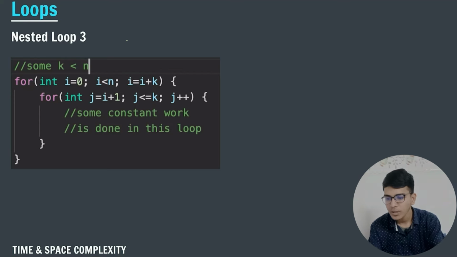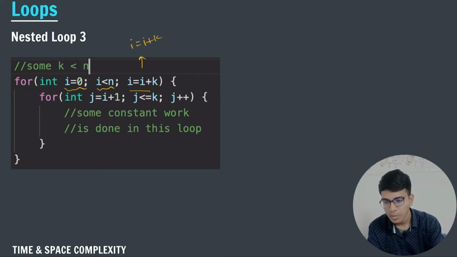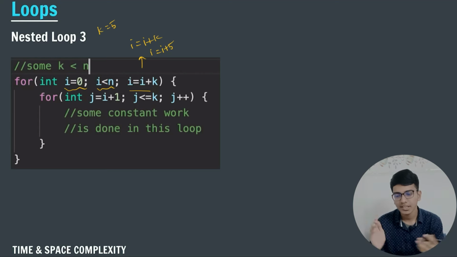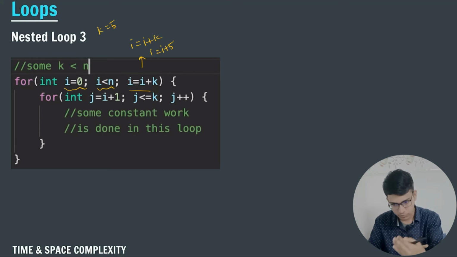Here we have the loop, that is, i is equal to 0 and i is going up to n. Here what we are incrementing is i equal to i plus k. Let us consider, for example, k is equal to 5. So we are incrementing i as i plus 5. In previous questions we used to take one jump, so i would become 1, 2, 3, 4. Here, let us consider i is equal to 0. It will not become 1, it will become 5, then 10, 15, 20. So it will take 5 jumps.